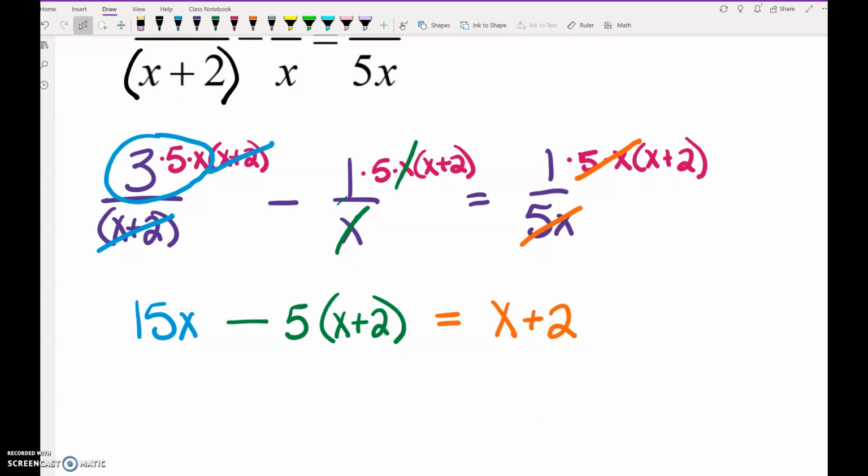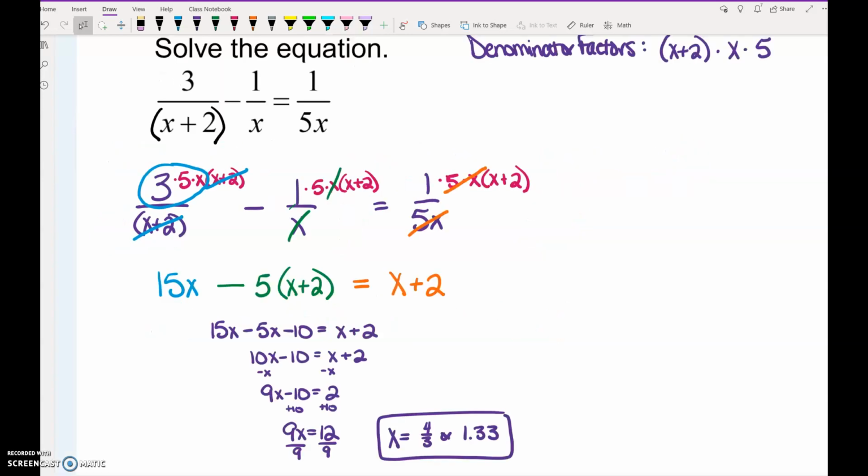What do you suppose we need to do with that negative 5? Distribute. So take a moment, distribute, finish solving, see if you can get your solution.